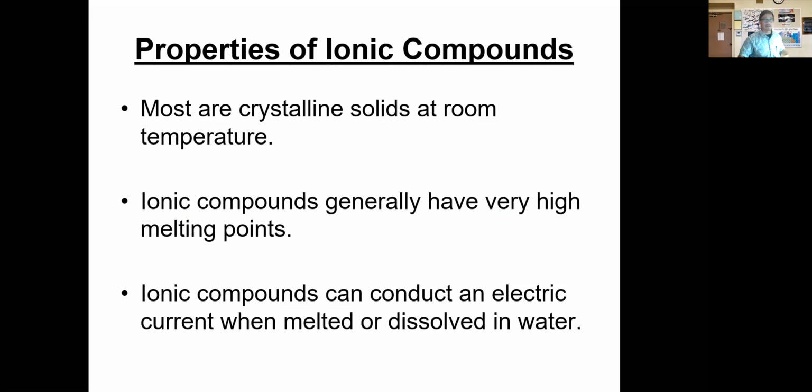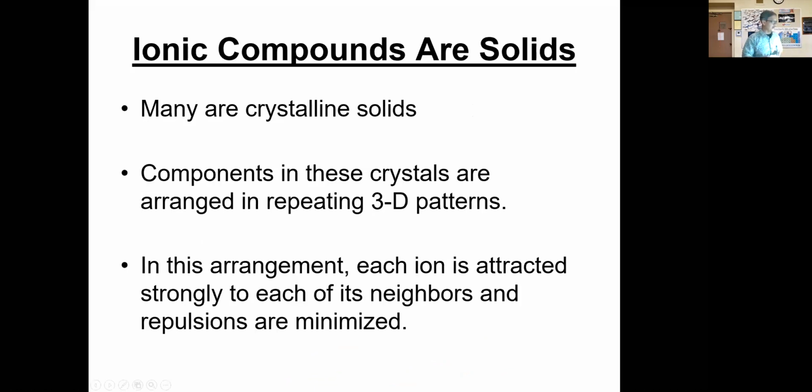Let's continue to talk about these physical properties of ionic compounds. We know that most ionic compounds, like I said, are crystalline, but not all of them. Sodium bicarbonate is an example of an ionic compound that is a powder at room temperature. But with the ones that are crystalline solids, there is this repeating pattern of the ions that really makes it fascinating. It's important for understanding the properties of these ionic compounds.